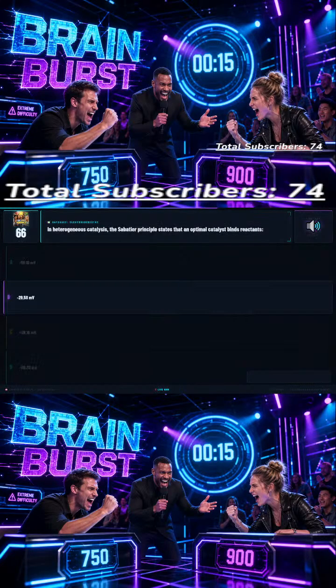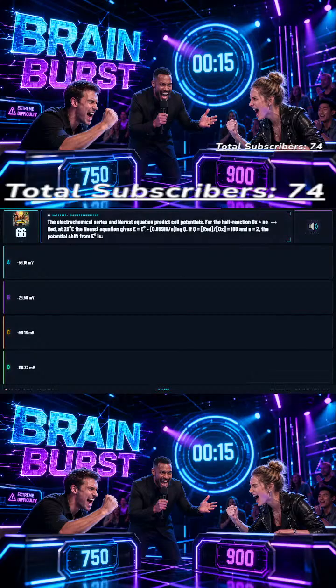Question 66. The electrochemical series and Nernst equation predict cell potentials. For the half reaction Ox plus ne⁻ → Red, at 25 degrees Celsius the Nernst equation gives E = E° − (0.05916/n) log Q. If Q = [Red]/[Ox] = 100 and n = 2, the potential shift from E° is: Option A, −59.16 mV. Option B, −29.58 mV. Option C, +59.16 mV. Option D, −118.32 mV.